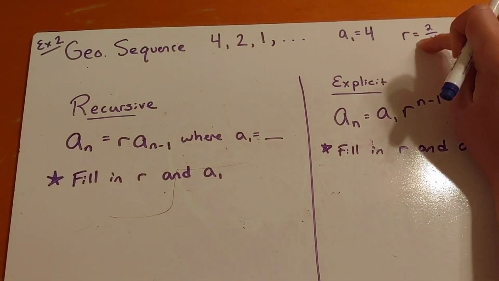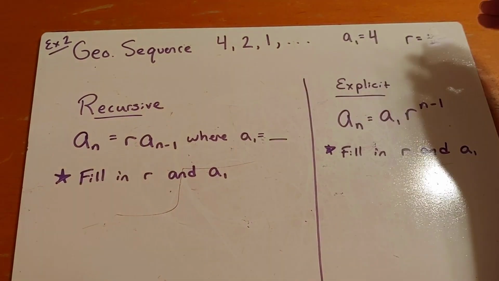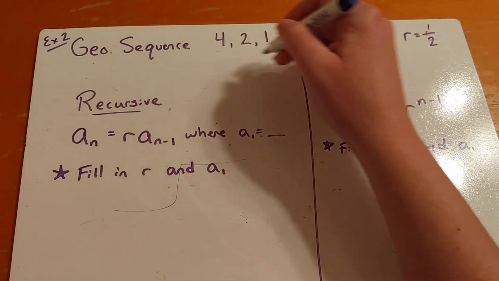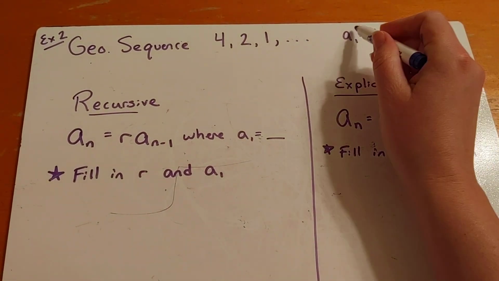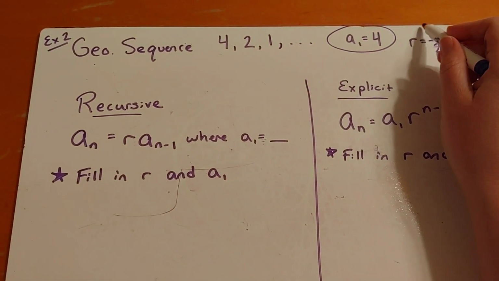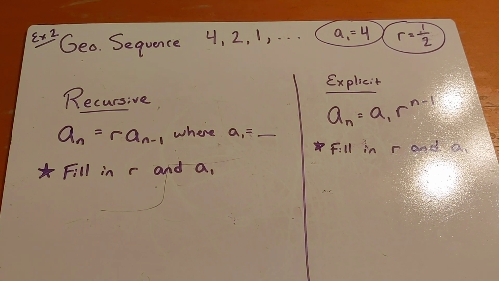All right, that would give me 1/2. Or I could take 1 and divide it by 2. That would give me 1/2. So in other words, no matter what I do, R is 1/2. So here's my important information. First term is 4. Common ratio is 1/2.